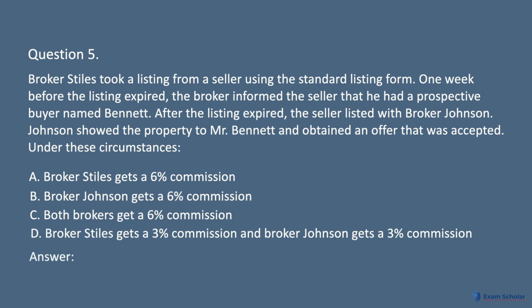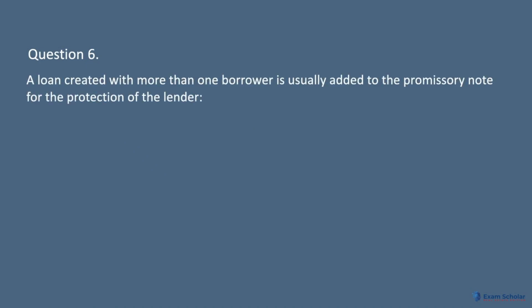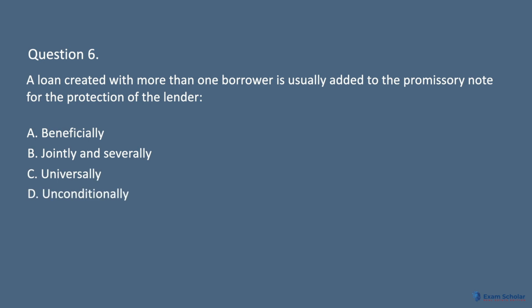Answer B. In the safety clause of the standard listing form, Broker Styles would agree to relinquish his safety period if the property were listed with another broker. Question 6. A loan created with more than one borrower is usually added to the promissory note for the protection of the lender. A. Beneficially. B. Jointly and severally. C. Universally. D. Unconditionally. Answer B.